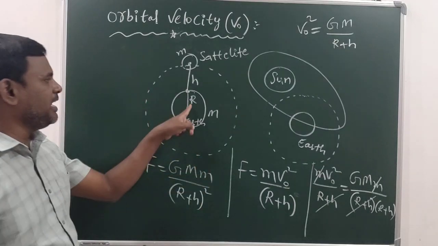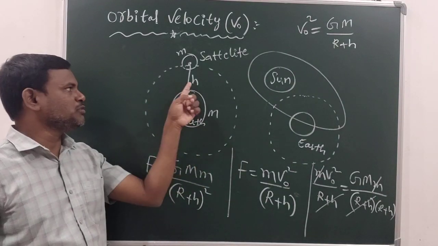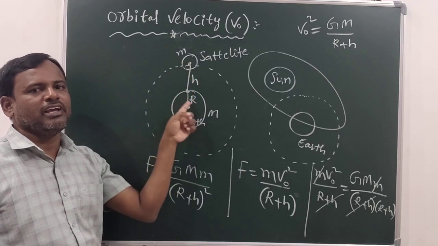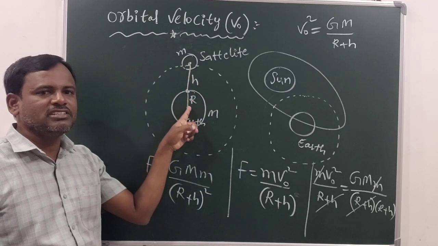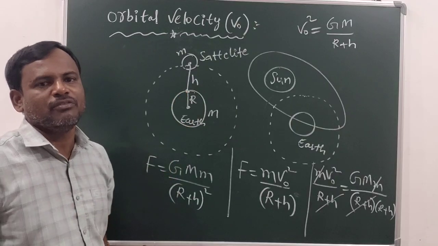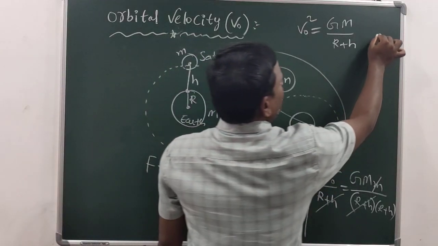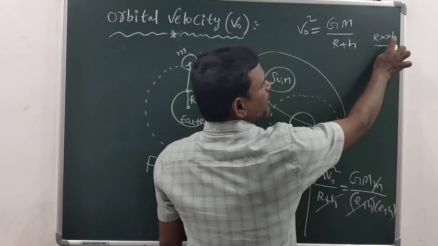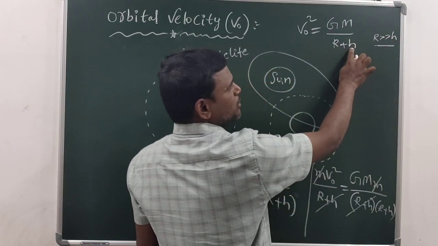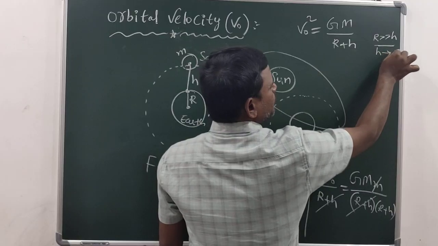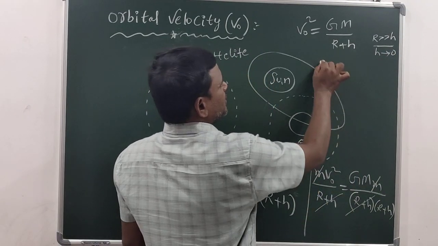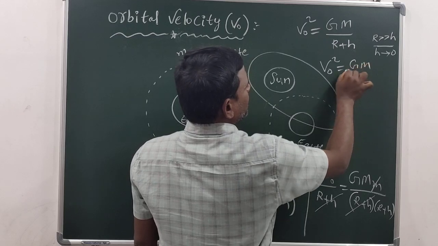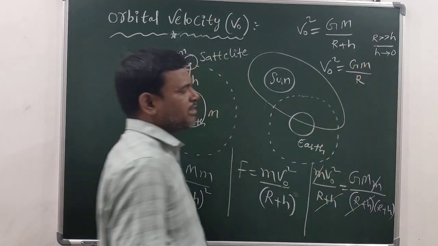What is capital R? Radius of earth. What is small h? Height of the satellite from the earth. Compared to this radius of the earth, h is very negligible, very small. Means here R is very much bigger than h. Hence, you can neglect it. In place of h, you can keep as 0. So here v naught square is equal to capital G, capital M by capital R you will get.